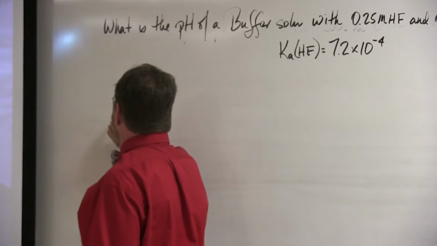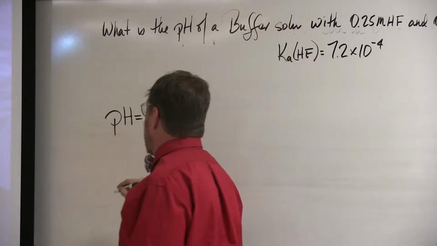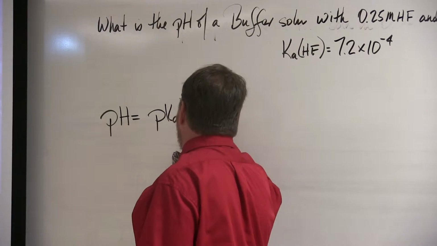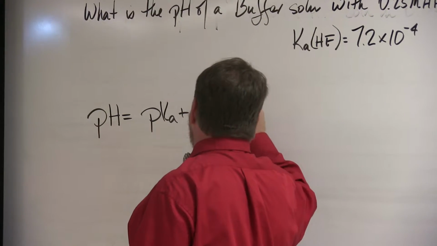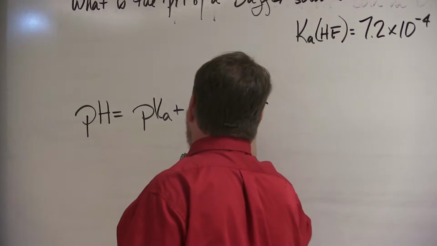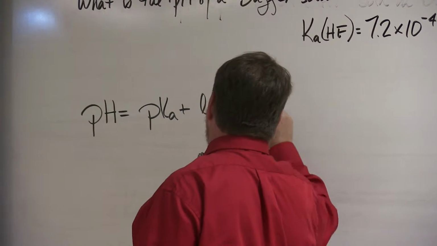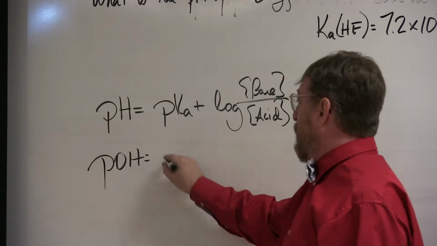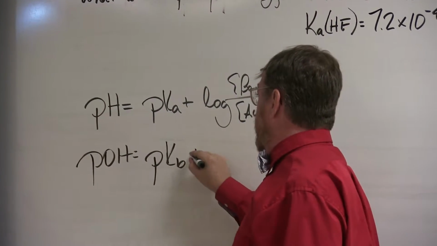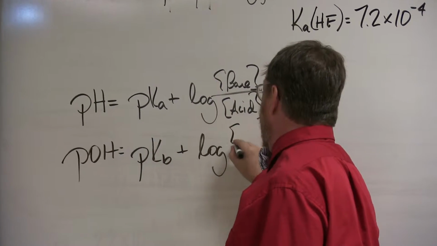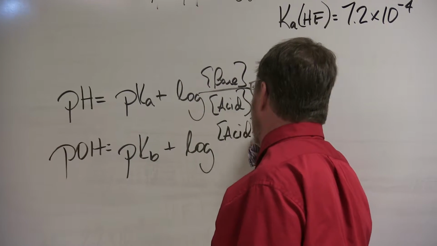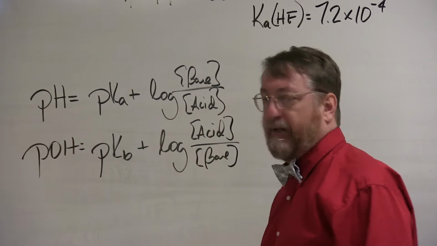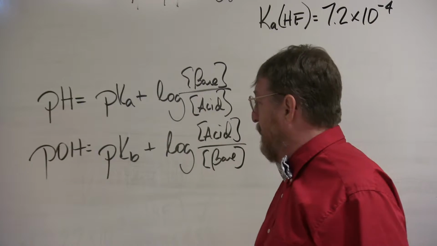If that's true, we can use the Henderson-Hasselbalch equation. The Henderson-Hasselbalch equation says that the pH is equal to the pKa plus the log of the base concentration over the acid concentration. The pOH is going to be equal to the pKb plus the log of the acid concentration over the base. So whichever way I want to do the calculation, I'm just flipping the acid and base relative to whether I'm using the pKa or the pKb.